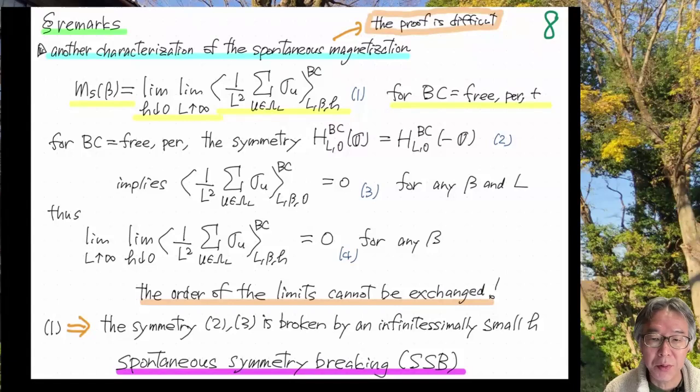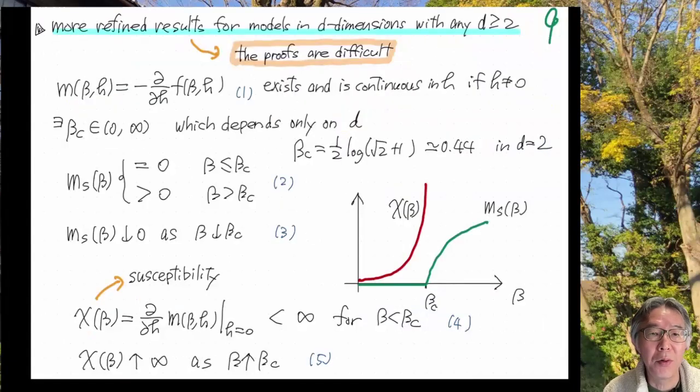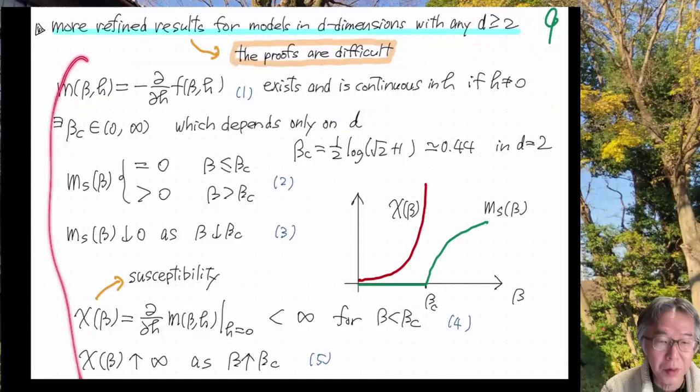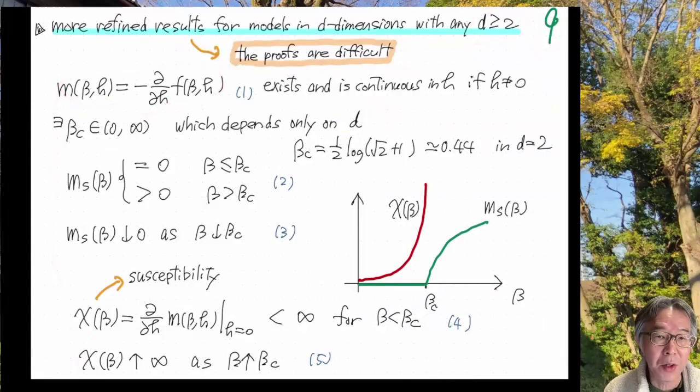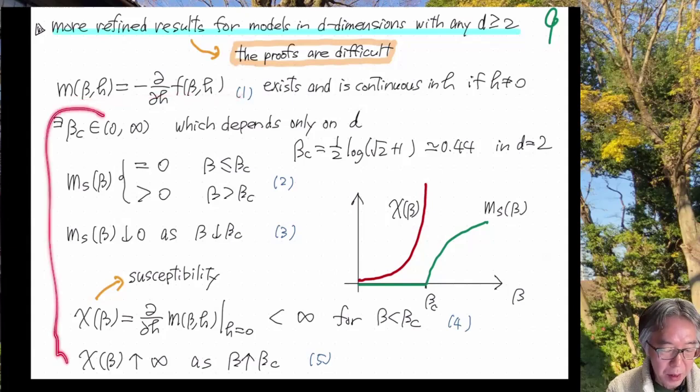Okay, so this was the first remark, and the second remark is about more refined results for the d-dimensional Ising model in any dimension greater than or equal to 2. So we discussed some early rigorous theorems, but of course there are many strong theorems proved for the Ising model, and these are just part of them. Okay, so first of all, this is the consequence of something called the Lee-Yang theorem. It's a very old theorem, and we know that this derivative exists, and it's continuous in H if H is non-zero. Okay, this is worth knowing, and these are about phase transition.